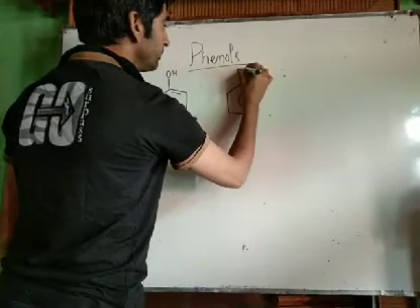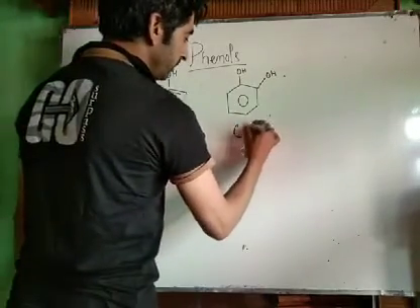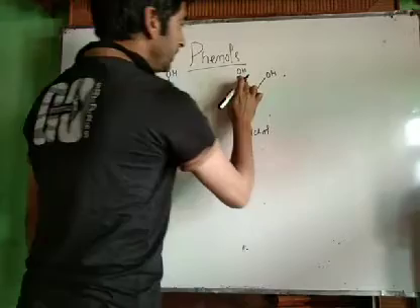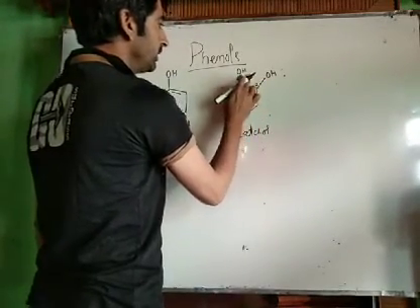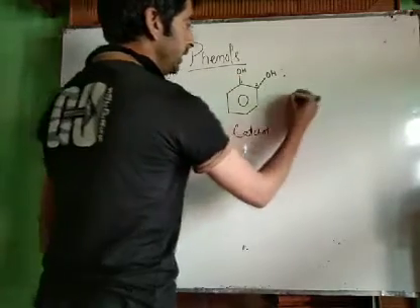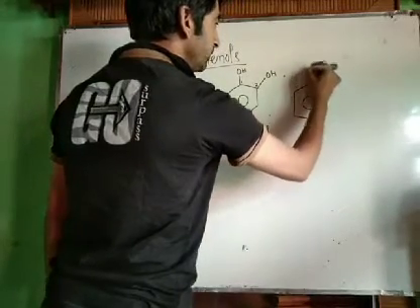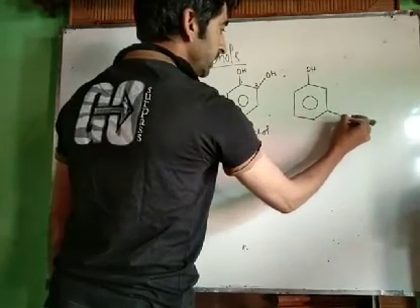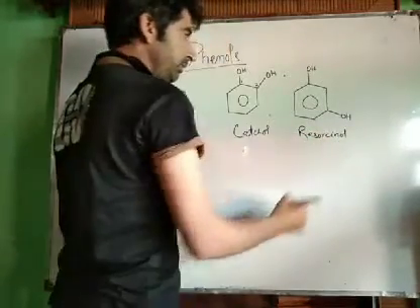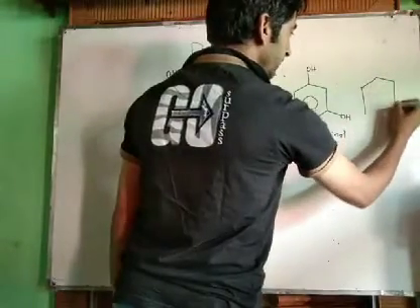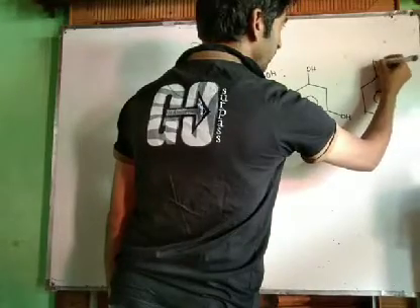If the two hydroxyl groups are next to each other, then the compound is called catechol. This is position 1, this is position 2, we can call it 1,2-dihydroxybenzene. If they are present at 1,3 positions, this is position 1 and this is position 3, then the compound is called resorcinol. And if the OH groups are at 1,4 position in the benzene ring, then the compound is called quinol.